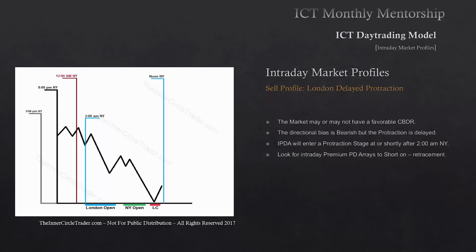It will not want to make a higher high, and price will go to a premium PD array, bearish order block, a fair value gap or liquidity void, and then you will be selling short on the day. And again, the primary premise is you already have to have a bearish outlook. The daily is respecting resistance ideas, and it should be seeking sell-side liquidity. If you have those criteria, this is the London delayed protractionary profile that you look to trade off of.